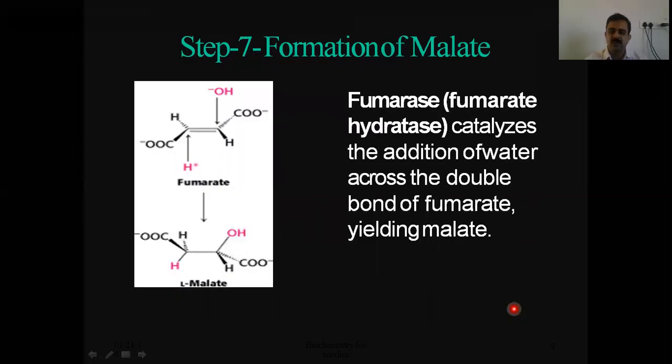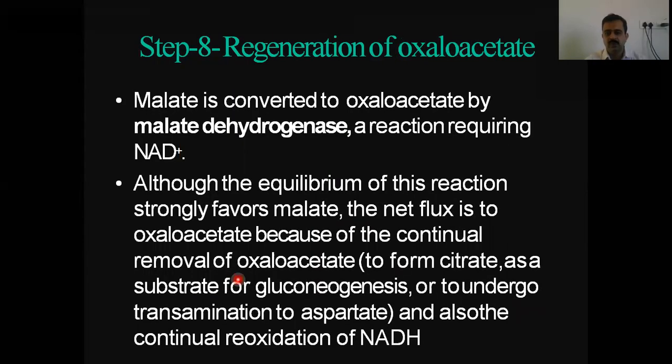Next, step 7, formation of malate. Fumarase, that is fumarate hydratase, catalyzes the addition of water across the double bond of fumarate, yielding malate. See here, structurally, this is fumarate, the water molecule gets bound, and because of this the structural change takes place and L-malate has been generated. Regeneration of oxaloacetate: malate is converted to oxaloacetate by the malate dehydrogenase reaction requiring NAD+.